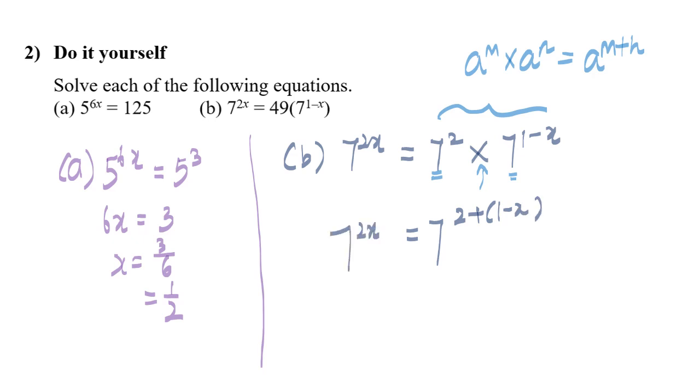Right, so since both bases are the same on both sides of the equation, we can just compare the exponent, and bring all the x together on the left hand side and divide both sides by 3.